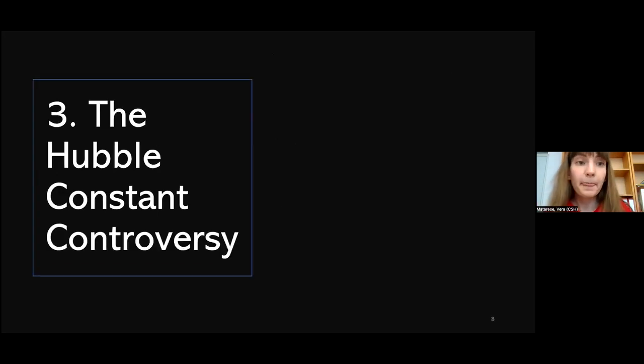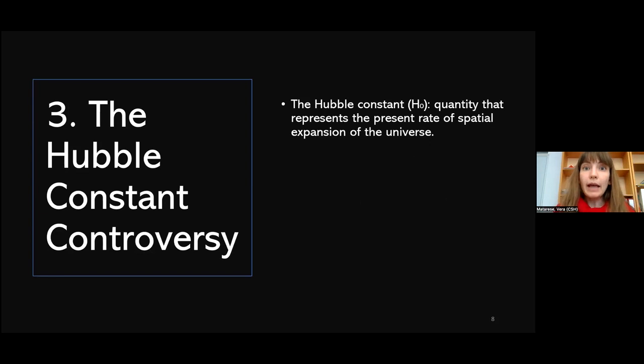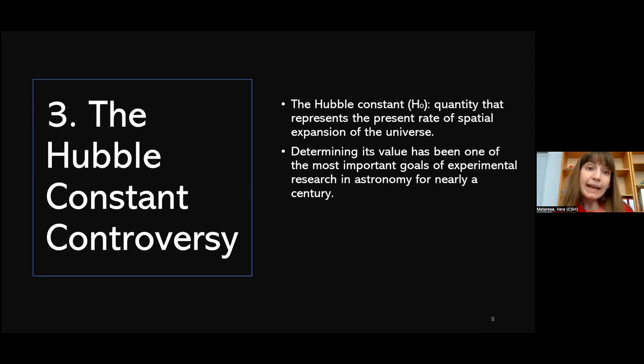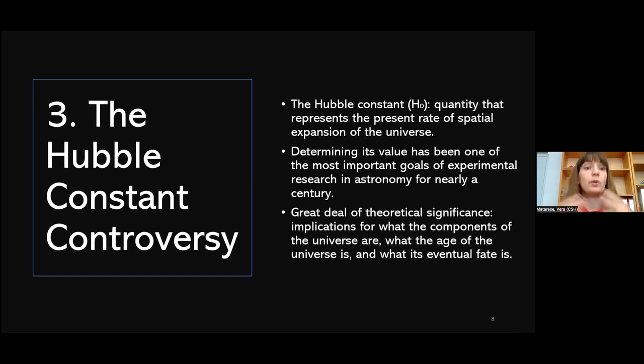Okay, so now let me present the Hubble constant controversy and use it to shed light on why both validity and reliability are essential components, and why replication is essential to check for validity and reliability, and so to support the claim that we should not abandon the concept of conceptual replication. So as you may all know, the Hubble constant is the quantity that represents the present rate of spatial expansion of the universe. And determining its value is really important because, for instance, if we know the Hubble constant, we can probably know the age of the universe. We can maybe even predict what the eventual fate of the universe is going to be.